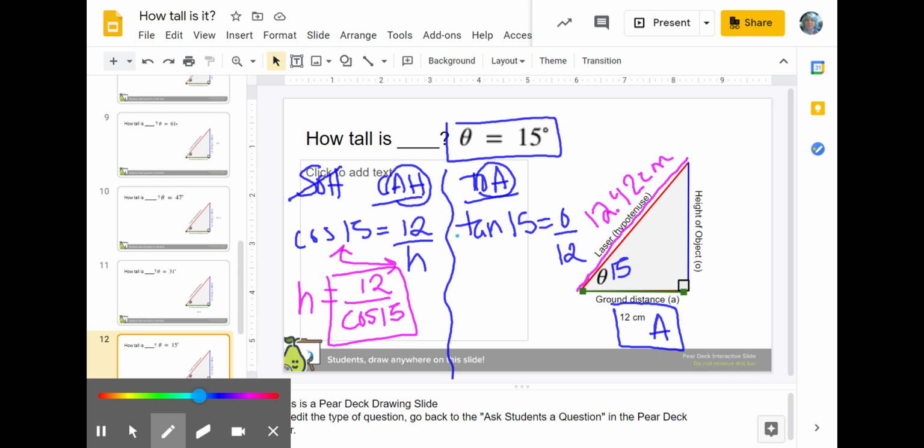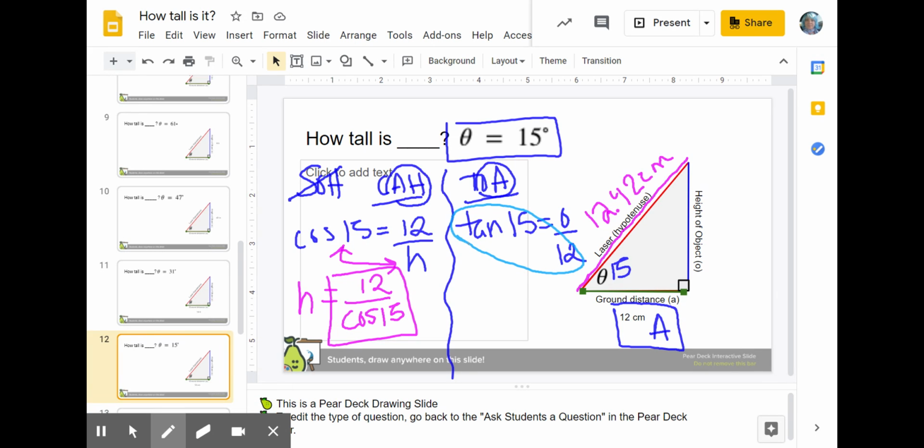Over here, this one's easier. When I go to cross multiply, I just multiply those two things together. So the opposite side equals 12 times the tangent of 15. So in my calculator, I just put in 12 times tangent 15, and I get my number. And I think about, does that actually make sense? That's opposite the 15 degrees, so it should be really short. 3.2 centimeters.